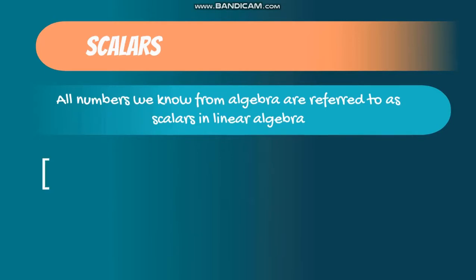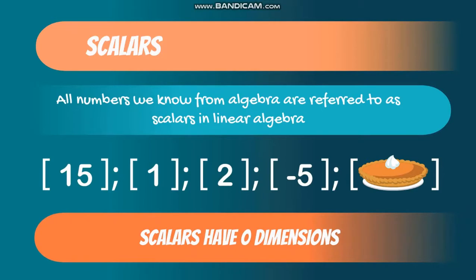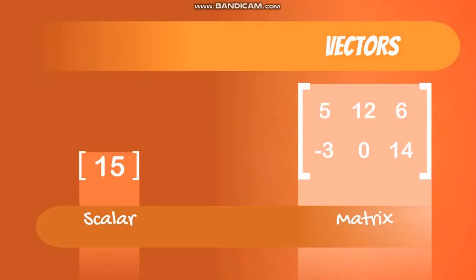For instance, the number 15 is a scalar. So are 1, 2, -5, pi, and so on. Since scalars are objects with no dimensions, they have important properties we are going to examine later on. For now, we just need to introduce the basic terminology in order to be able to dive into linear algebraic operations. All right. Next on our list are vectors.